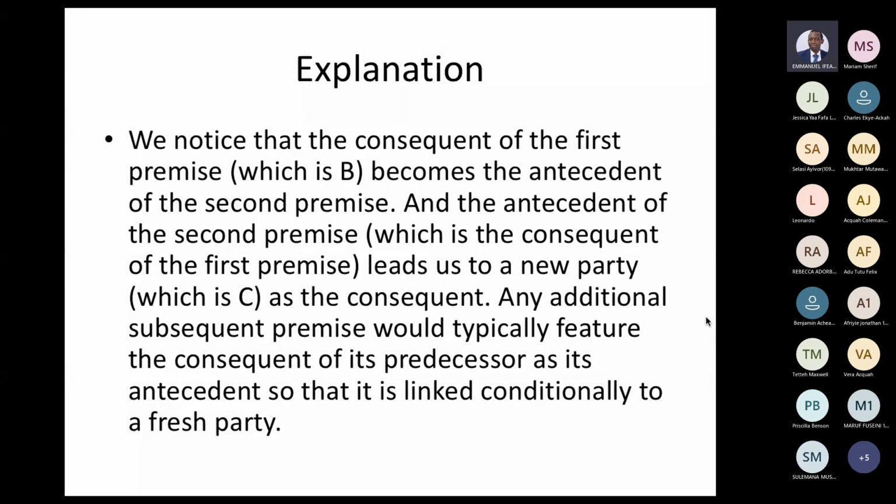Now we notice that the consequent of the first premise, which is B, becomes the antecedent of the second premise. And the antecedent of the second premise, which is the consequent of the first premise, leads us to a new party, which is C, as a consequent. Any additional subsequent premise will typically feature the consequent of its predecessor as its antecedent, so that it's linked conditionally to a fresh party.